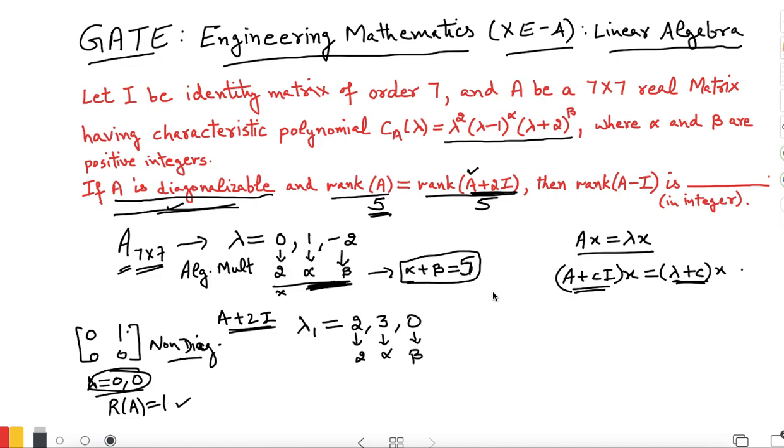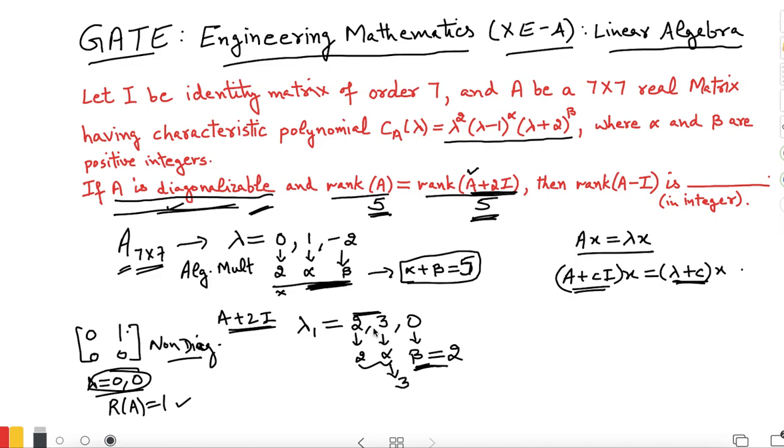Now importantly, the rank of A plus 2I is also 5, and so only these non-zero eigenvalues will contribute. So 2 plus alpha is 5, and the total is 7, so this beta has to be 2. And immediately you can calculate alpha also, that alpha has to be 3. This is because of rank and diagonalizability. The eigenvalue 0 will not contribute to the rank, so clearly 2 plus alpha will become the rank, which is 5, so we can calculate alpha, and because the total number of eigenvalues is 7, we can calculate beta.